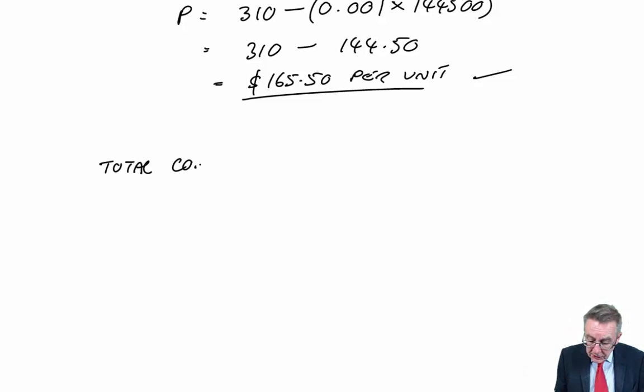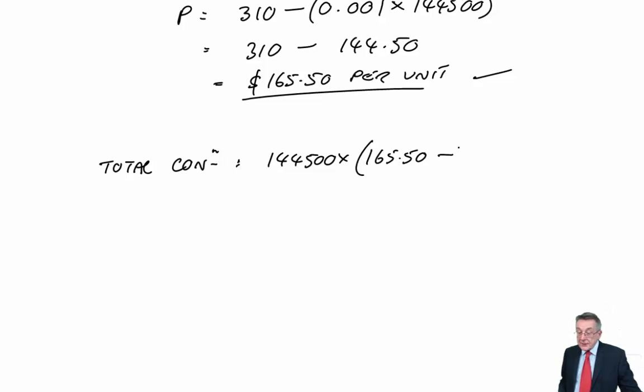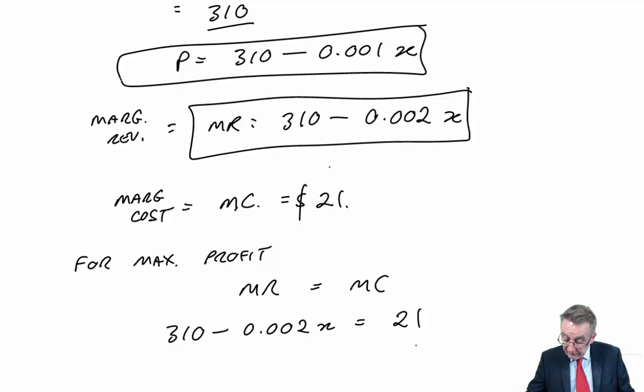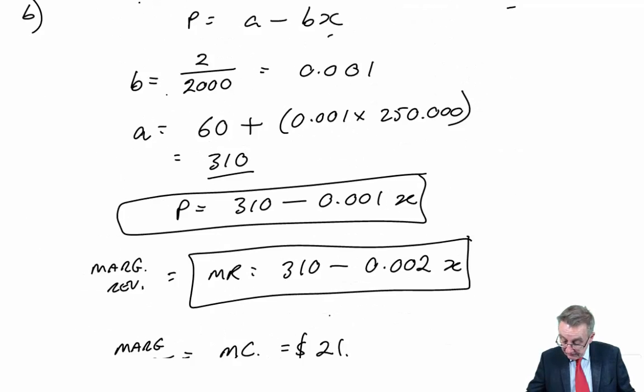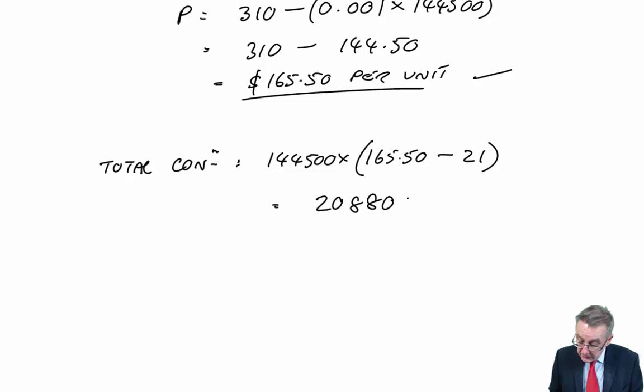And what I would do, as in fact I do a very similar example in the lecture on pricing, I'd say, well, the total contribution, we're selling 144,500 units. The contribution per unit is the selling price, 165.50, minus the variable costs. The variable costs, I better check, I think they were 21. Oh, good heavens. Yes. So the contribution is 20,880,250. But that's the contribution.